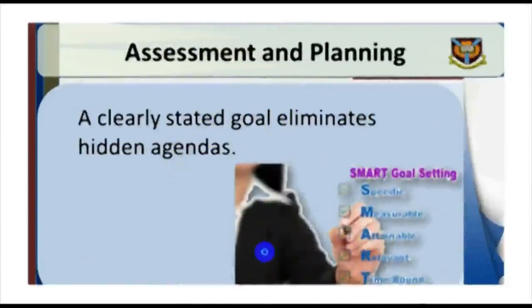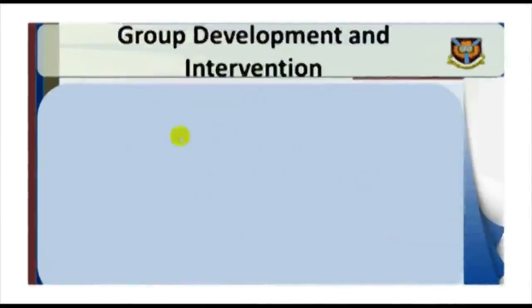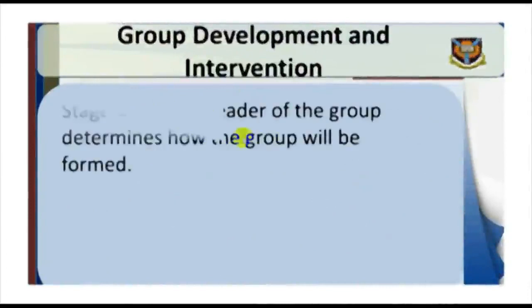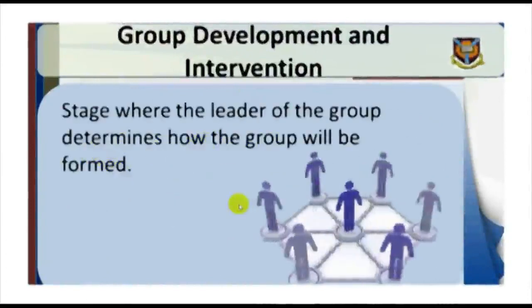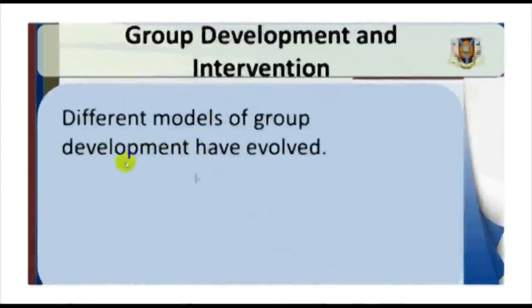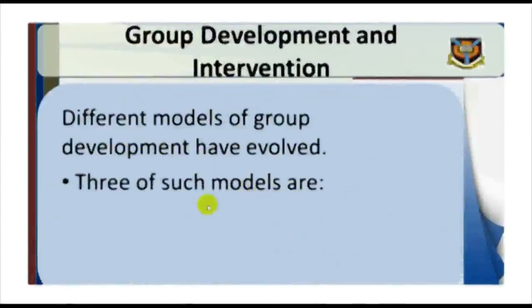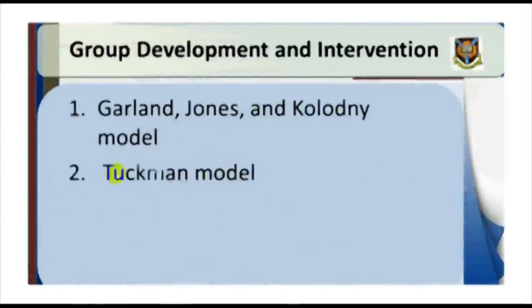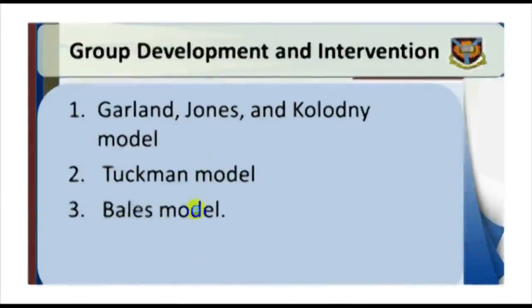Group development and intervention. This is a stage where the leaders of the group determine how the group will be formed. Different models of group development have evolved. 3 of such models are briefly discussed here, namely the Garland, Jones, and Colony model, the Tuckman model, and the Ballet model.